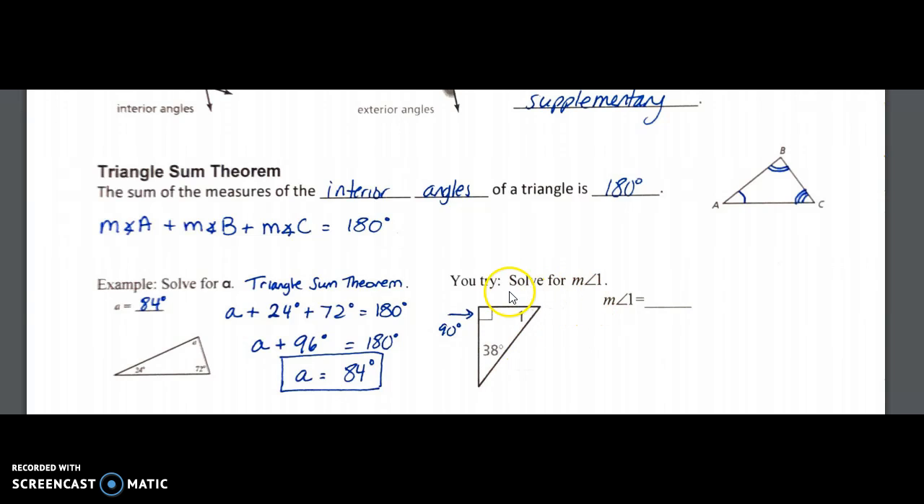Now, one thing you guys need to be careful with is when you see our box here, you need to remember that this box is an angle measurement of 90 degrees. So you really do have 90 degrees here and you have 38 degrees here. Okay, and you're trying to solve for the measure of angle 1.